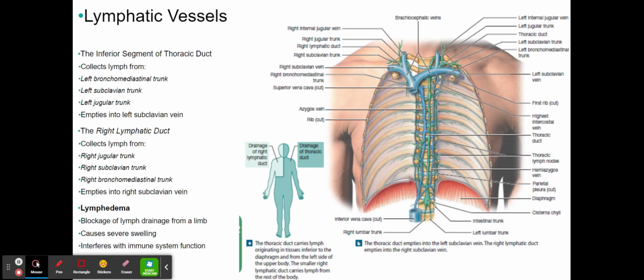The right lymphatic duct is formed by the merging of the right jugular, right subclavian, and right bronchomediastinal trunks in the area near the right clavicle. This duct empties into the right subclavian vein, delivering lymph from the right side of the body superior to the diaphragm. Blockage of the lymphatic drainage from a limb produces lymphedema.